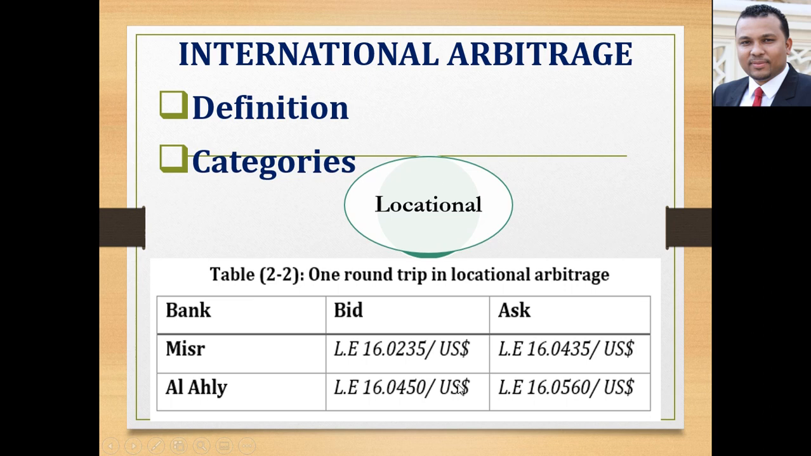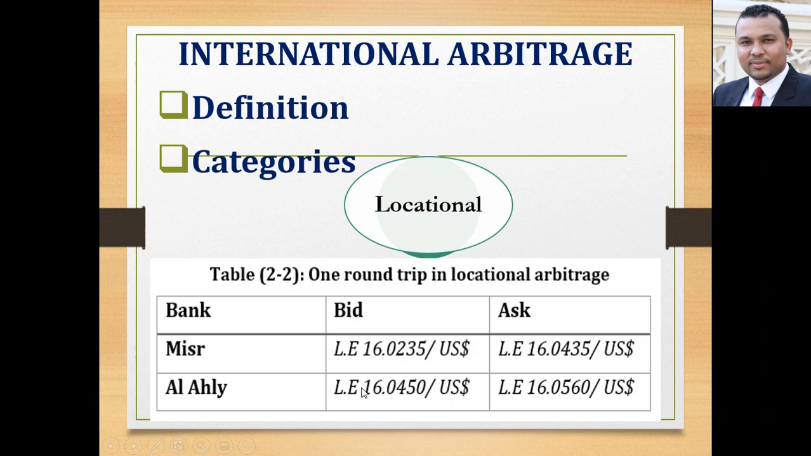You can get the profit or gains from the difference, or the gap, between the ask price in Misr Bank and the bid price for Al Ahli Bank. Take care. When we talk about bid and ask, this is from the bank view. So how much profit? Profit is very, very little, or limited to 0.0015. This is the gap between the ask price in Misr Bank and the bid price in Al Ahli Bank.